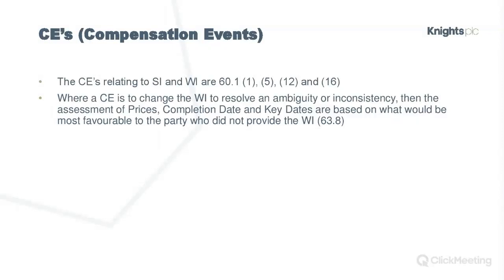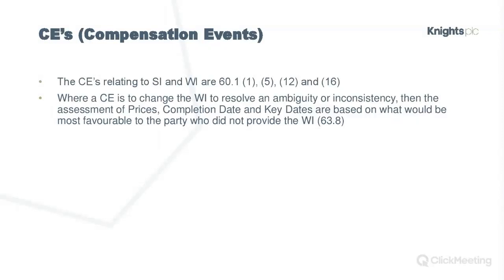You've got works information. One part says do X, one part says do Y. That's an ambiguity, and the clause basically says that the project manager, stroke employer, decides which one the contractor has to do, and it's the contractor's risk. So the employer can decide that they do the more expensive one, and that's the contractor's risk. So just be careful with that.